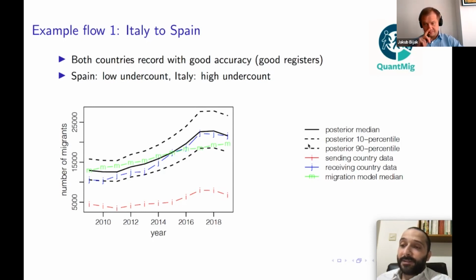To note here is that Italy is a high undercount country and Spain is a low undercount, so the model accordingly corrects for this undercount.